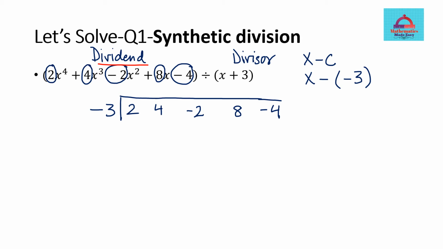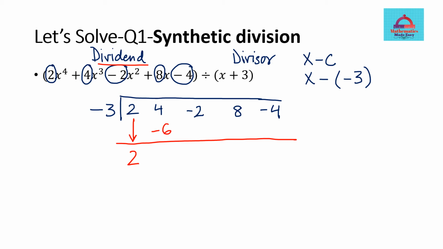Okay, now the synthetic division has multiple steps and we are going to be repeating those steps. So let's start with step 1. You draw a line like this, and first step is to copy the first coefficient as it is. You don't do any change. So I write 2. Step 2, you keep on multiplying the number which is below this line with the value of c. So negative 3 multiplied with 2 gives you negative 6, and you place it below the second coefficient.